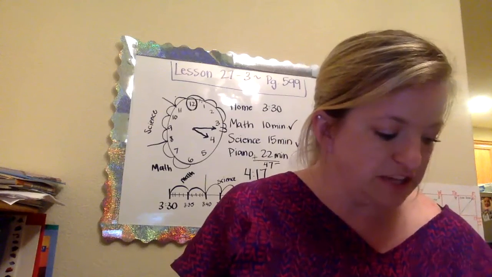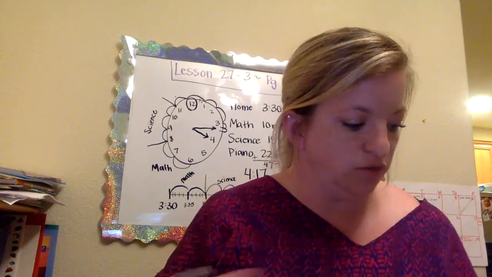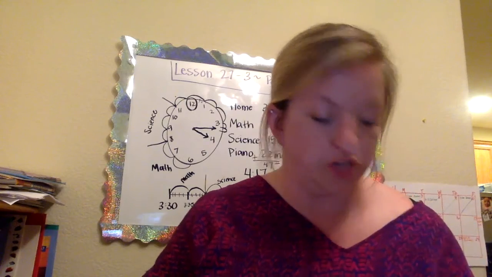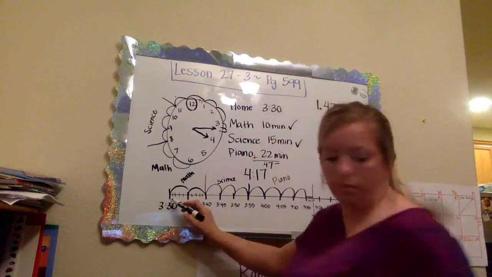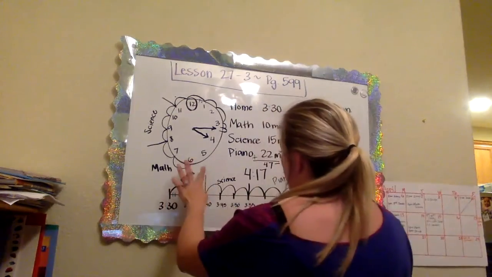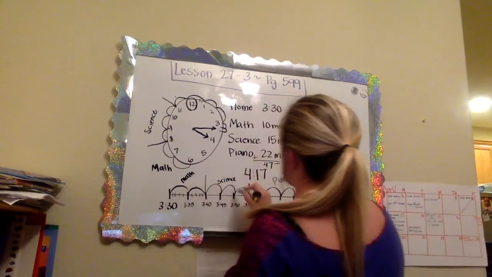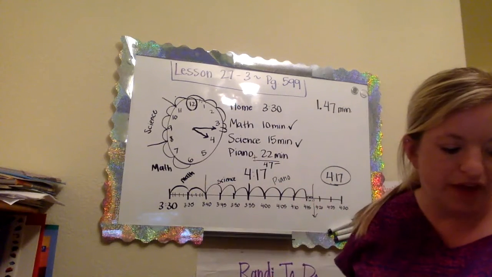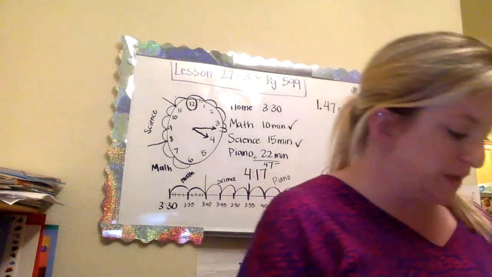Number 4, explain how to find the end time when you know the start time and the total elapsed time. So that's kind of what number 2 was talking about. If you're looking for the end time, but you know the start time, you can say she started at 3:30, and instead of stopping at all these points, you can add on all of these 5, 10, 15, 20, 25, 30, 35, 40, 45, 46, 47, and that will tell you the end time, which is 4:17.